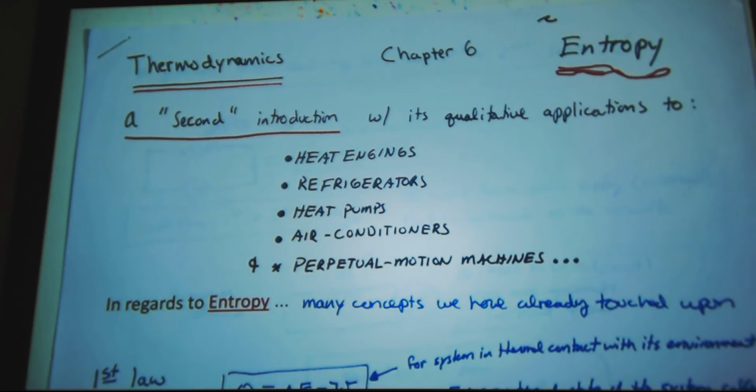A second introduction to entropy, with qualitative applications. Now, if you go to chapter 6 in the book and you start reading it, it immediately goes to these examples and talks about whether it violates the laws. It has a lot of hand-waving discussions on whether there's a violation of the second law or the first law.